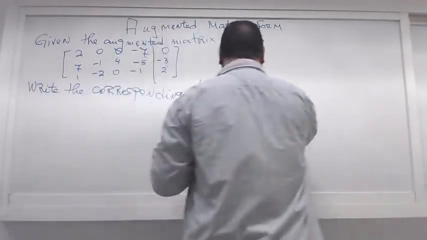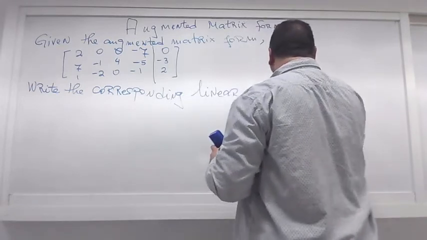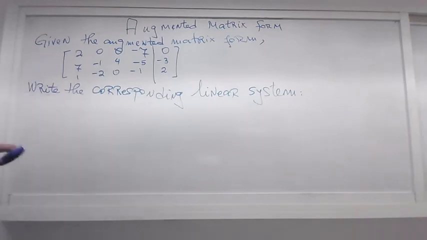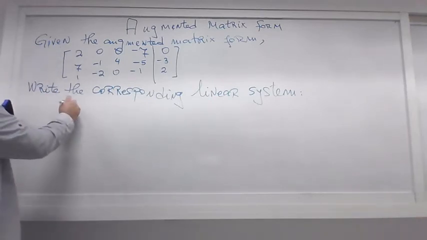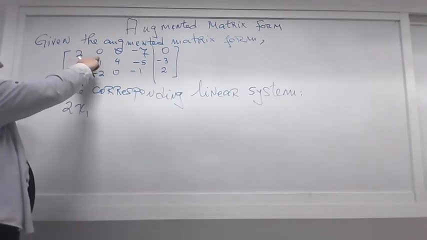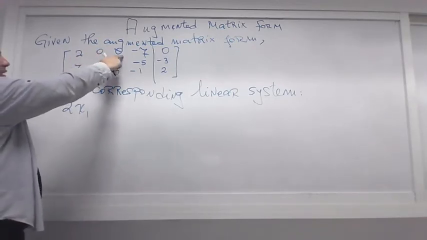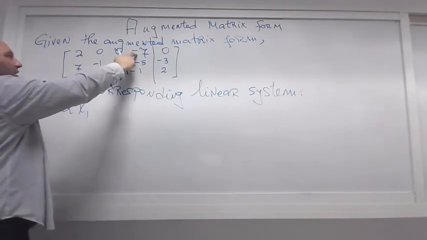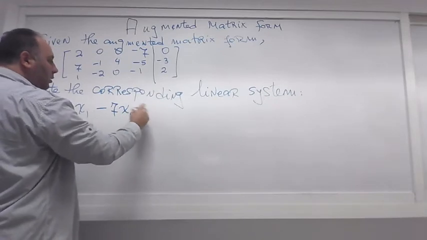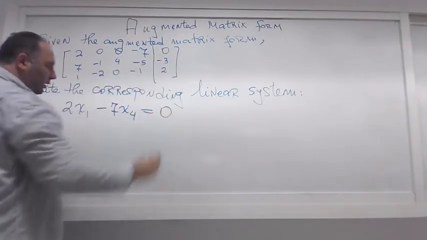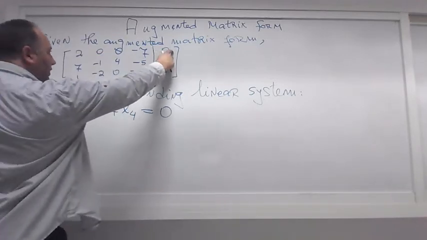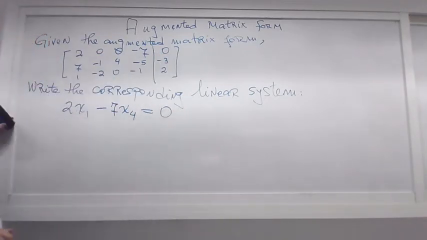So write the corresponding linear system. That's not a big problem. What this means is 2 times x1 in the first equation, plus 0 times x2, I'm not going to write it, plus 0 times x3, I'm not going to write it, minus 7 times x4 equal to 0. Okay, that's the first equation. First row is for the first equation. On the right hand side is the number after the equal sign.